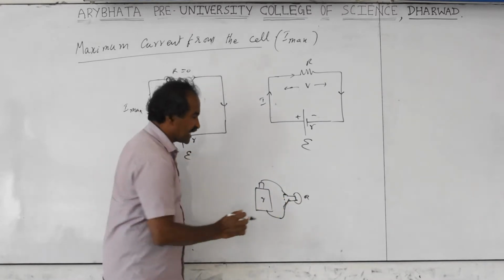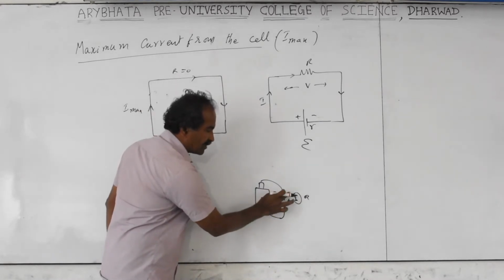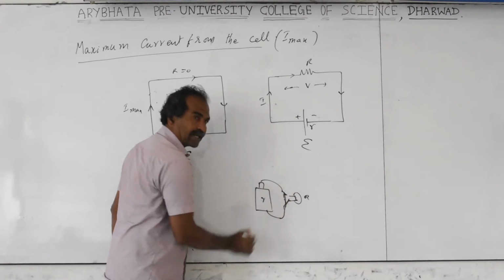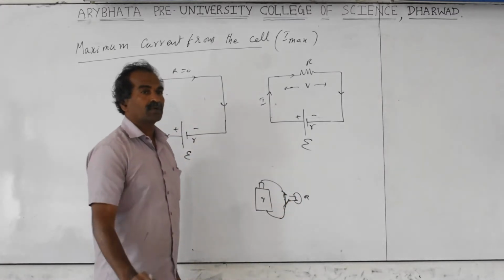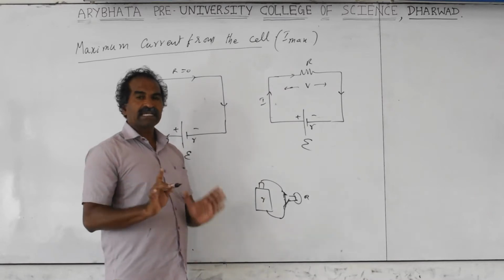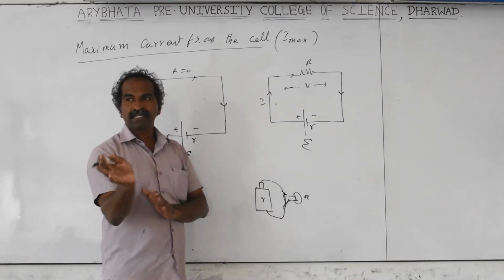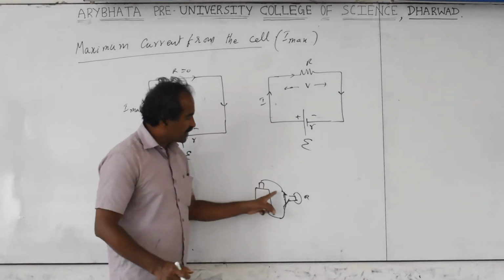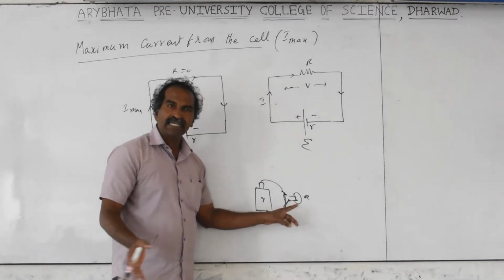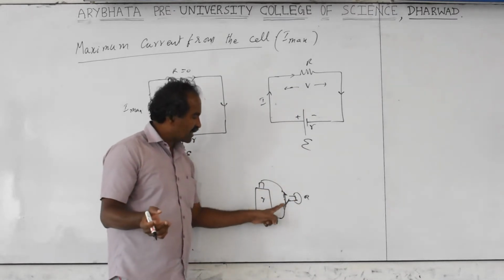So what happens here is the wire is connected directly, a loose connection. This is called the short circuit. Short circuit means current has a short path, a low resistance path. So instead of current passing through the resistance or any device, the current passes directly through the wires only.